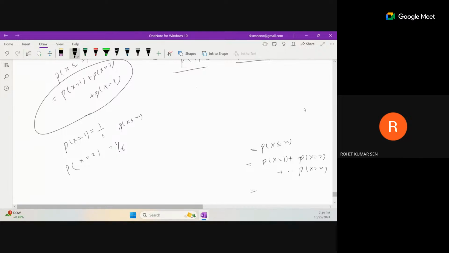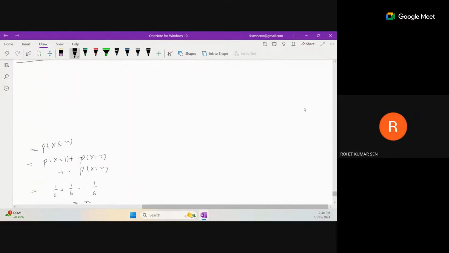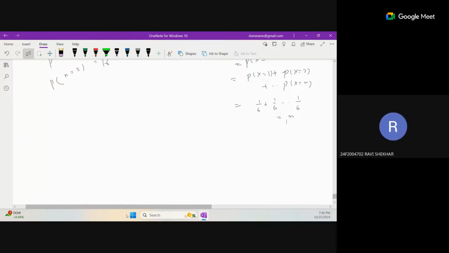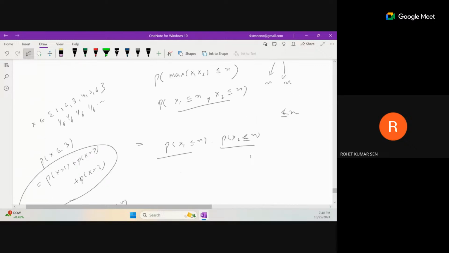If you solve it, you will get 1 by 6 plus 1 by 6, up to x times 1 by 6. It will be x by 6. Same thing for the other, x by 6. So it will be x by 6 whole squared. In the question, they have replaced the x value with k.